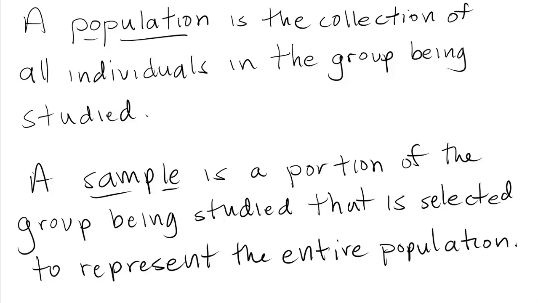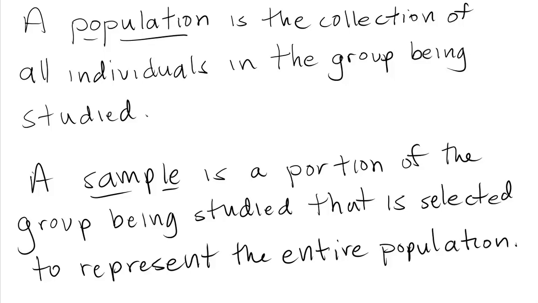So for example, if you wanted to know the mean lifespan of house cats, the population is the set of all house cats. You're talking about all of them. That's the group that you're studying. If you wanted to know the average number of semester hours that Parkland College students take, then the population is the set of all Parkland College students.